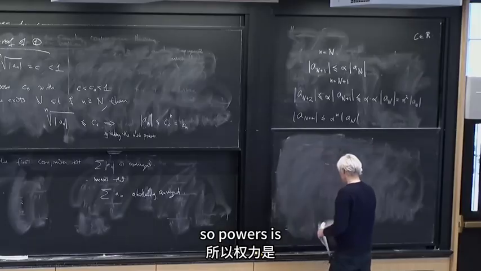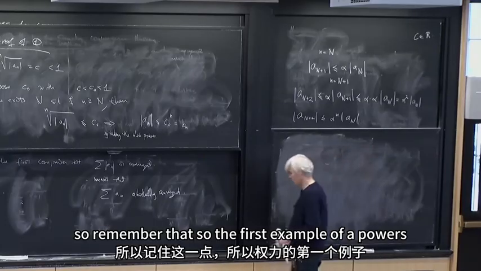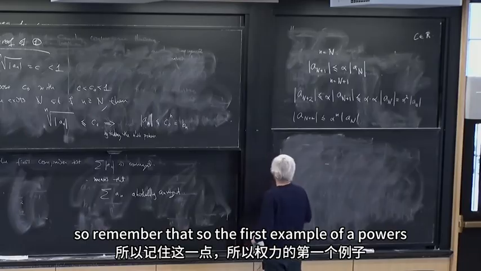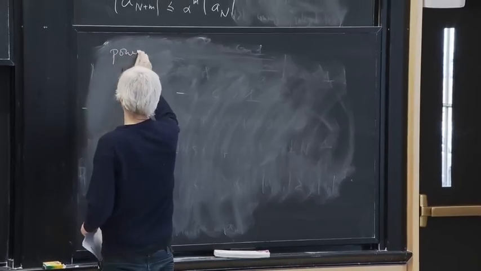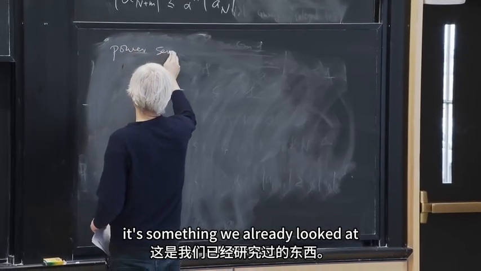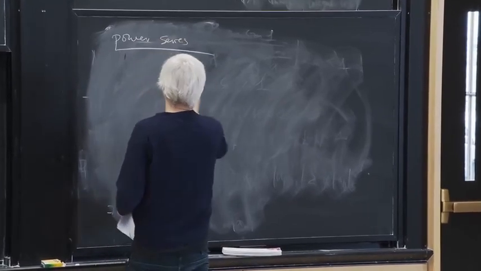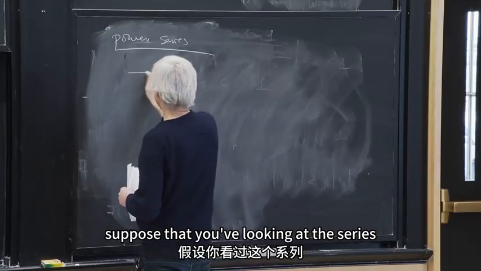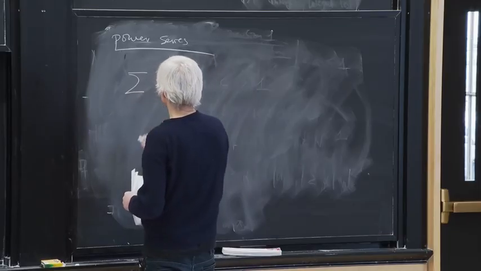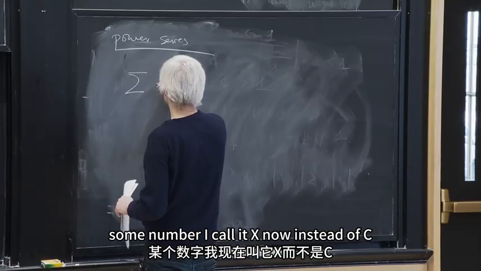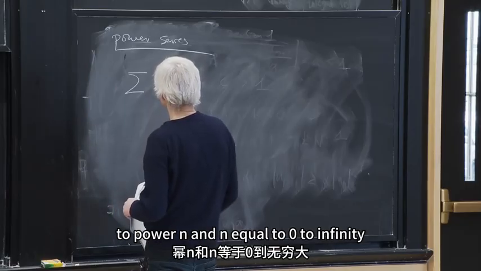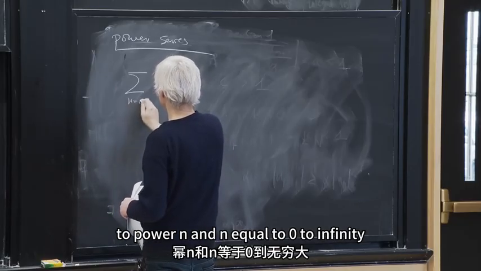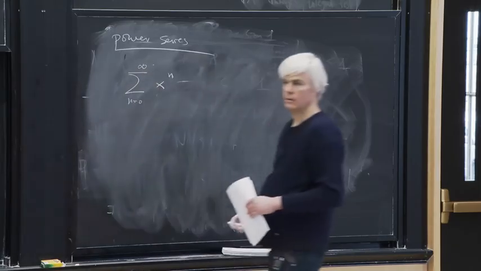So power series. Remember, the first example of a power series is something we already looked at, more or less. Suppose that you're looking at the series, some number, I call it x now instead of c, to the power n, and n equal to 0 to infinity, right?